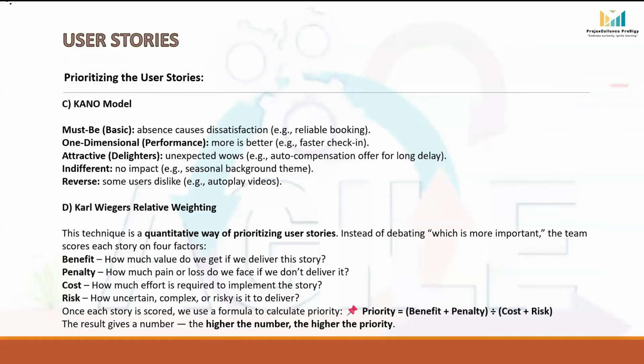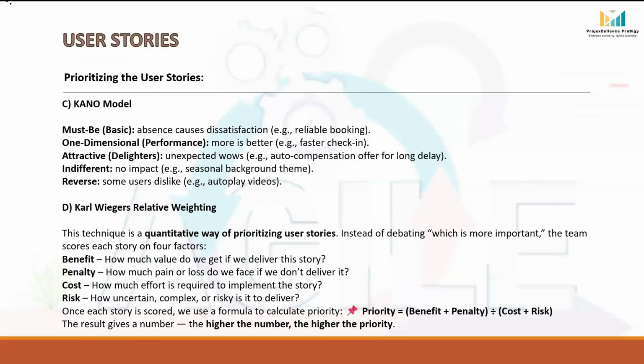Imagine you are booking a flight online. The booking system must work reliably. Your payment goes through, your seat is confirmed, and your ticket is generated. Customers don't praise the airline for allowing them to book a ticket because that is just expected. This is basic. But if the system crashes during checkout or you are charged twice, the dissatisfaction is immediate and very strong.